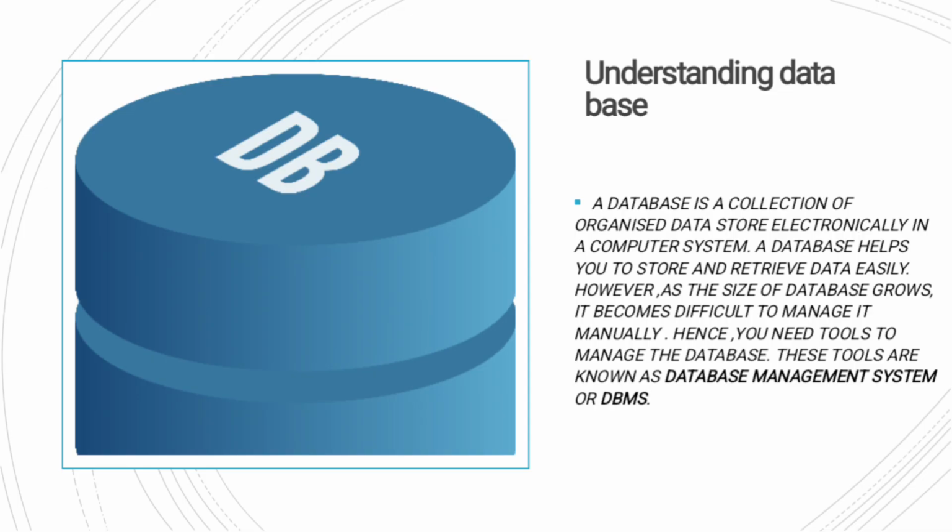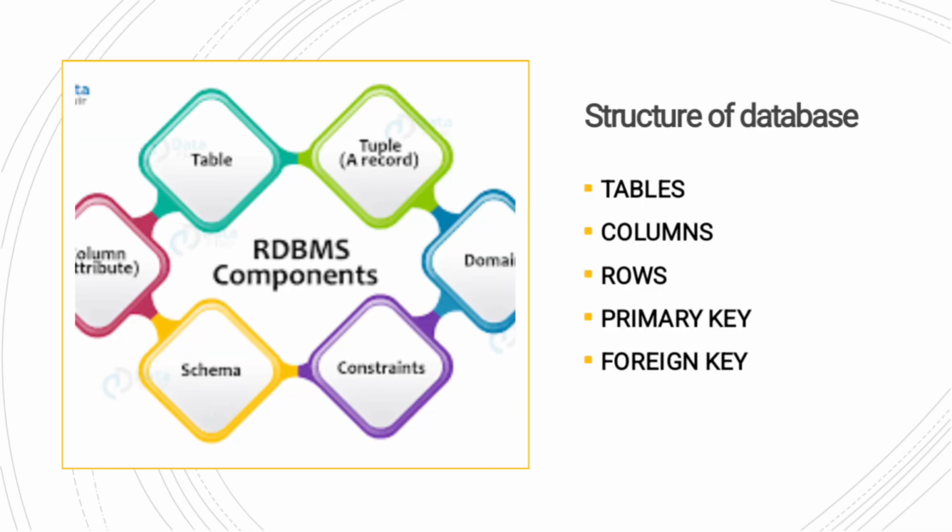Now the second topic is structure of database. A database is not just a file. It is made in a proper structure. So let's learn the main parts of this structure: tables, columns, rows, primary key, foreign key. Understand one by one.